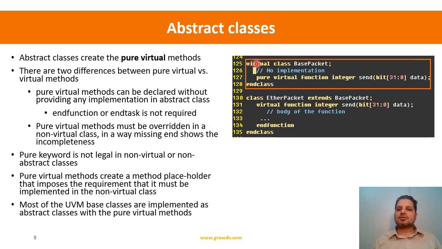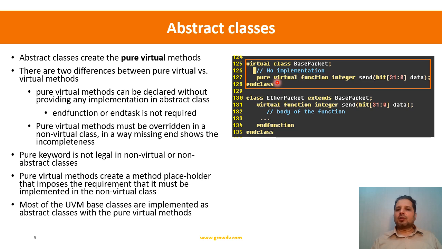Okay, so if this was not present, then you cannot use pure virtual. You can use virtual, but you cannot use pure virtual unless it's an abstract class. That is something you want to remember. And pure virtual methods just create a placeholder that imposes the requirement.